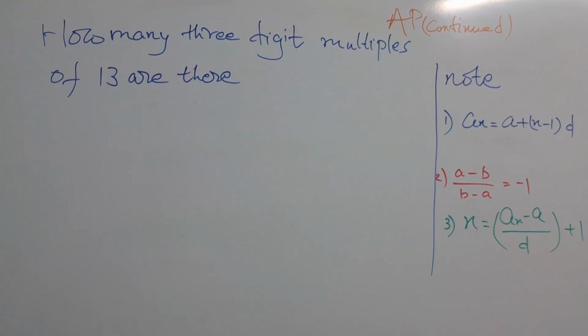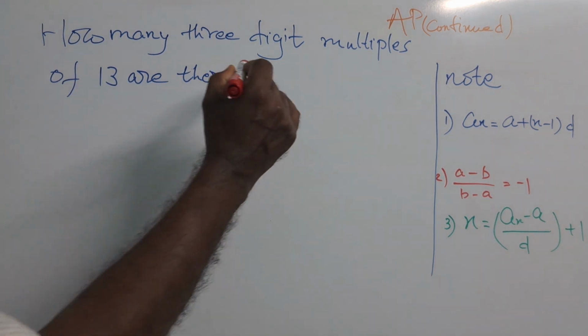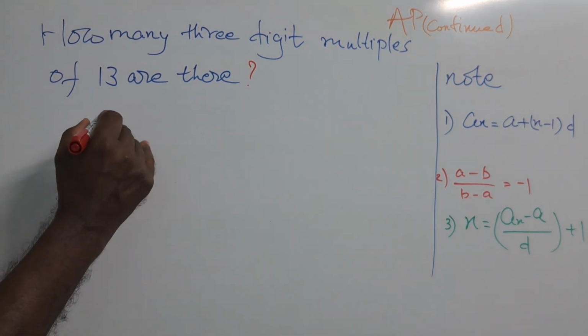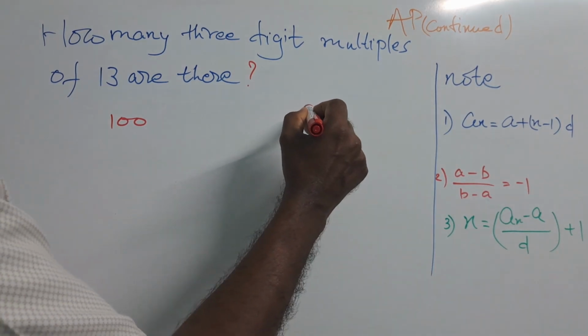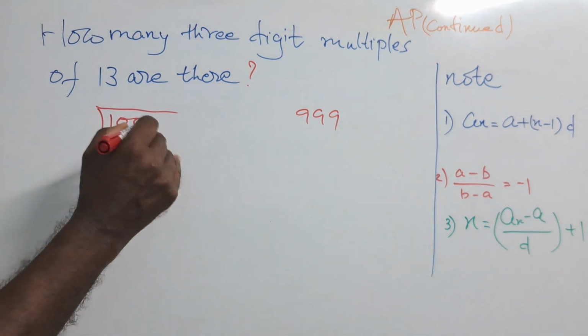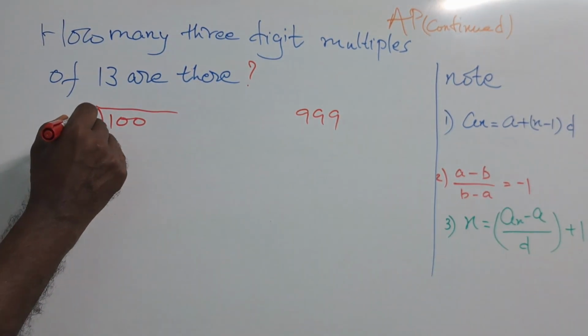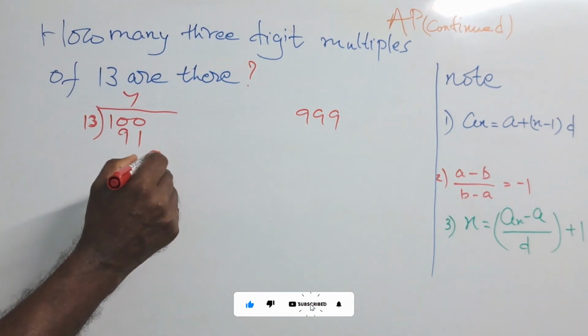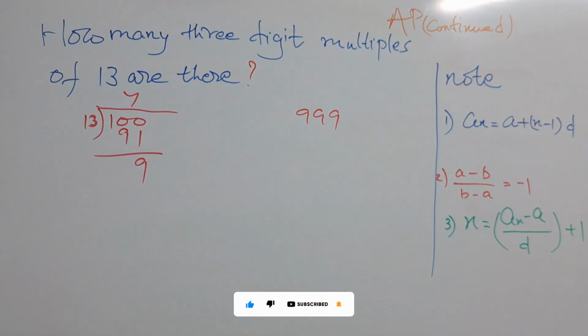Here is another question for you. How many three-digit multiples of 13 are there? This is the question. We need to find the three-digit multiples of 13. The first three-digit number is 100 and the last three-digit number is 999. Now divide 100 by 13 because we need to find the multiples of 13. 7 times 13 is 91 and the remainder is 9.